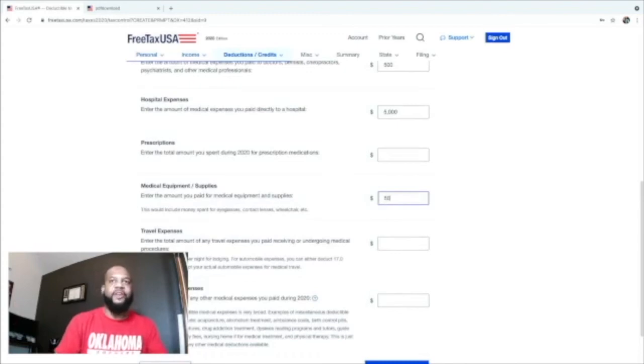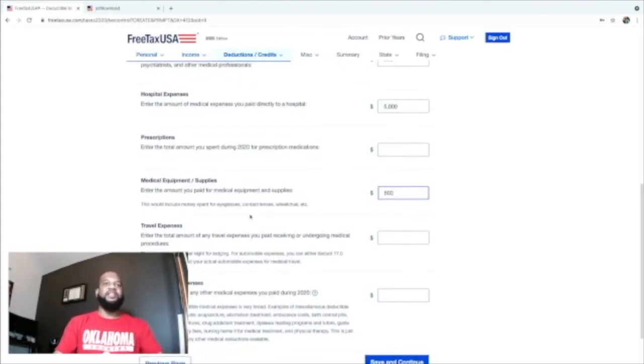You know what I'm saying? Let's pay $500. Okay, this is everything: eyeglasses, wheelchairs, braces for your legs, wrist braces. Anything that's a medical supply.